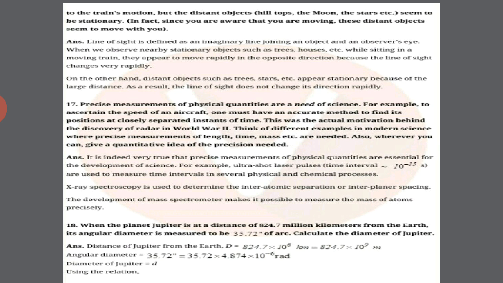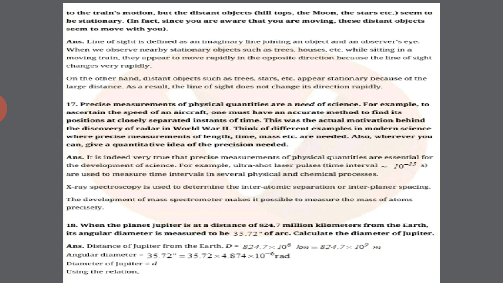Precise measurement of physical quantities is a need of science. For example, to ascertain the speed of an aircraft, one must have an accurate method to find its position at closely separated instants of time. This was the actual motivation behind the discovery of radar in World War II. Think of different examples in modern science where precise measurements of length, time, and mass are needed. Also, wherever you can, give a quantitative idea of the precision needed.